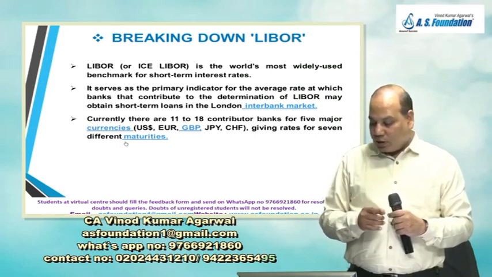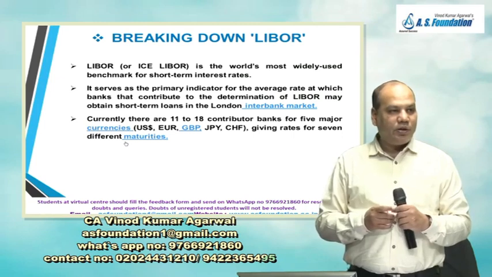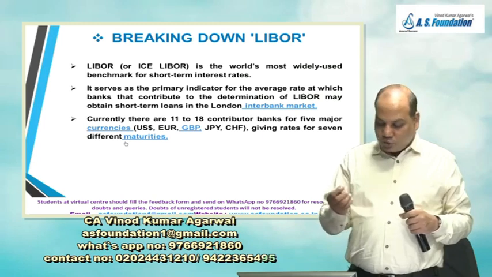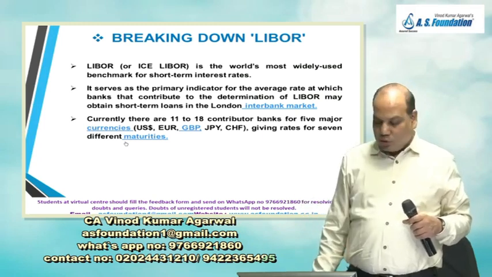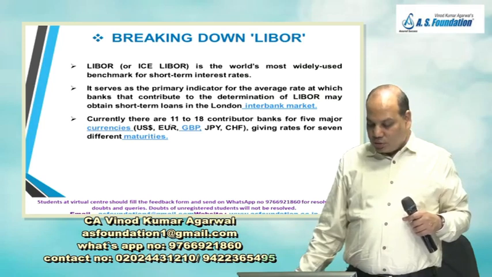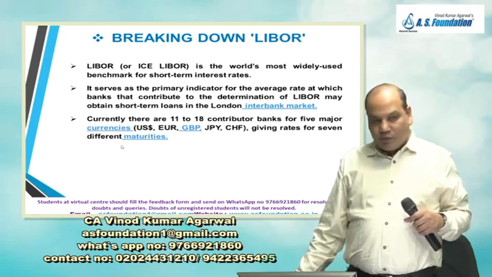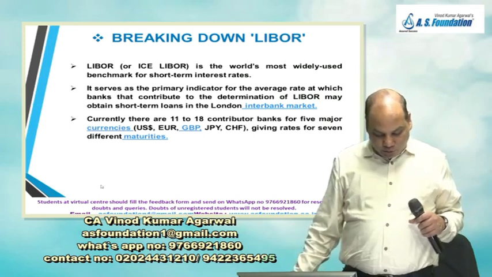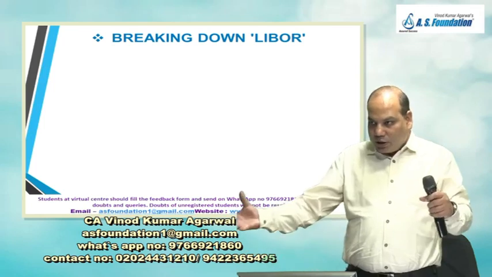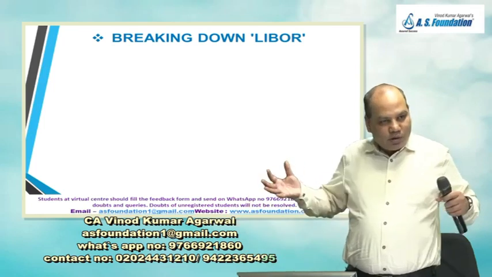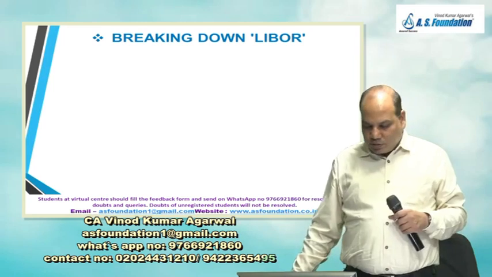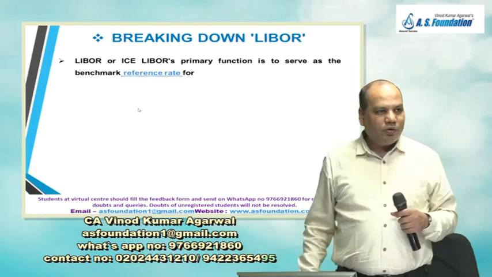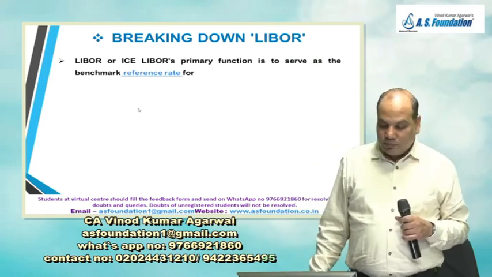Currently there are 11 to 18 contributor banks for 5 major currencies. So this LIBOR is actually an average rate, not just one rate, of these 11 to 18 banks who give their quote in 5 currencies, giving rate for 7 different maturities. And this association which we saw just now, IBA, they will take the rate from these 18 banks and they will do some averaging. And how do they calculate? We don't know, but this is like average of those rate quoted by different banks.